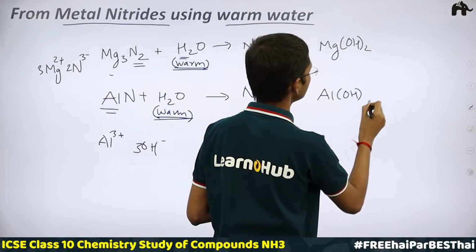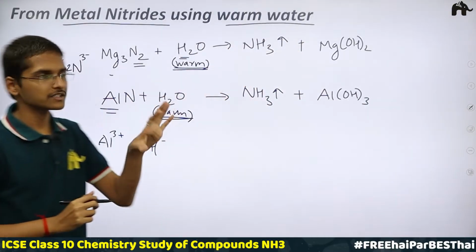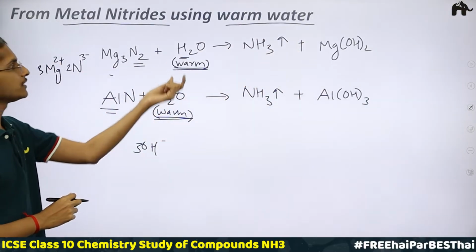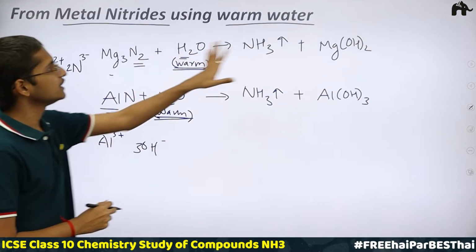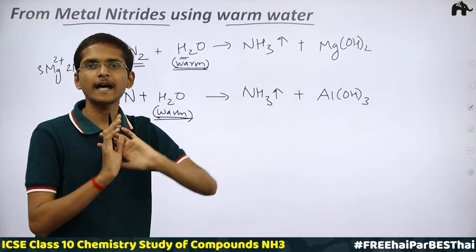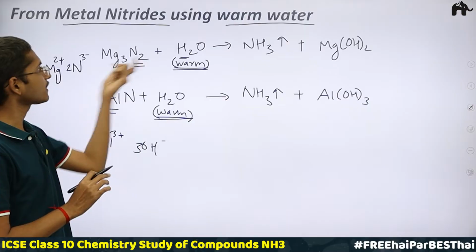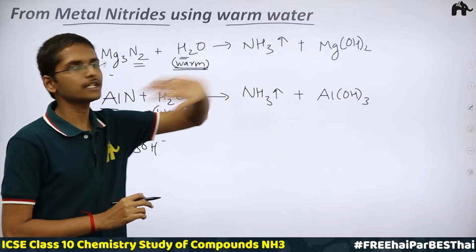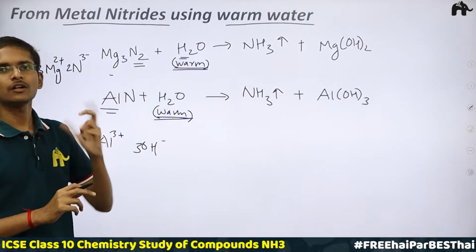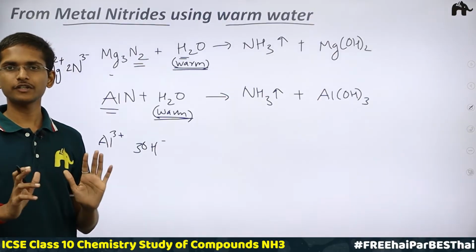So if you just remember the word reaction, that is simply that nitrides when they react with warm water give us ammonia and hydroxides. That's it. Our job is done. Nitrides with warm water give us ammonia and hydroxide. Then you can write the reaction on your own as well. Clear? Very interesting, very simple.